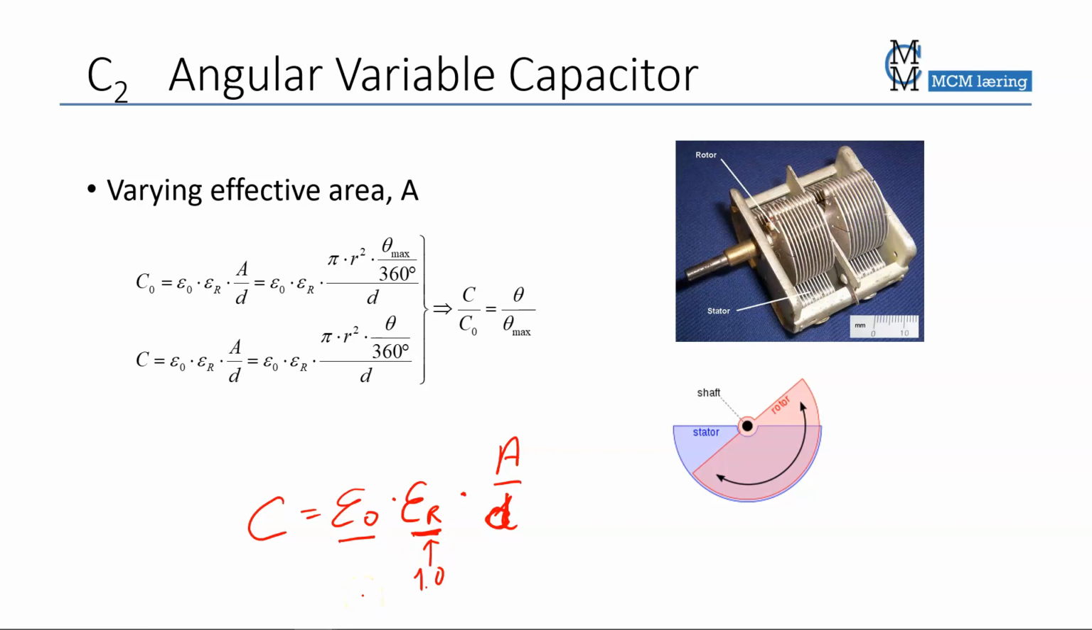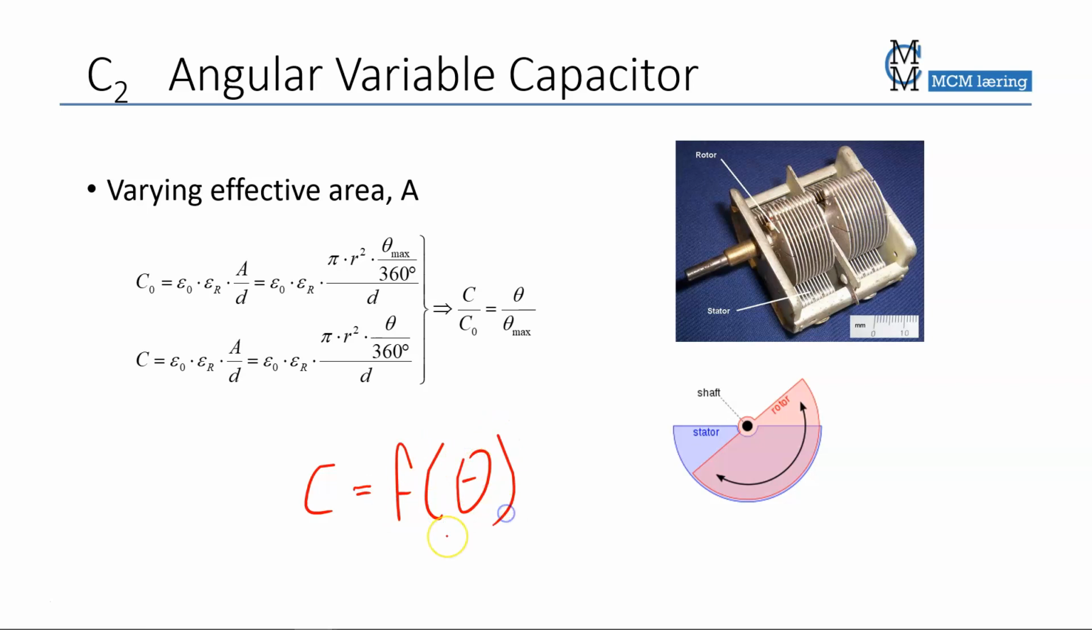1.0 for air. You have the distance between the plates, which will not vary, but the area will vary a lot. So in that way you can make a variable capacitor where C is a function of angle. So you have an angle detector.